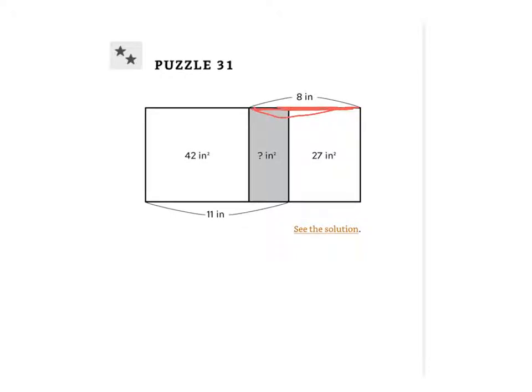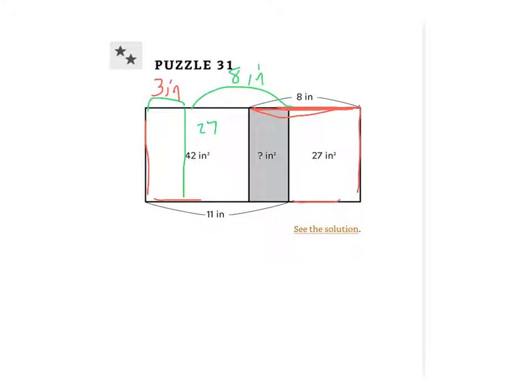So since the heights are the same, we can draw the 27 on the other side. So on the other side of this, we're going to draw that 27. So let's say it's about here. So this much will be 27. And so then we say, but how much is that? Well, that's also 8 inches. So what's left? So this part here must be 3 inches.